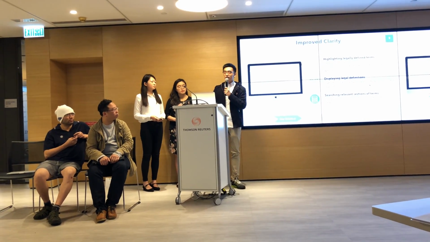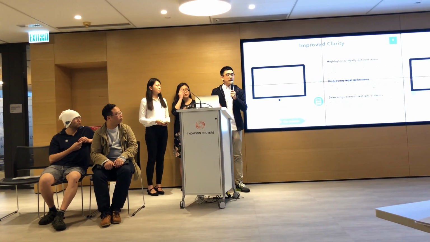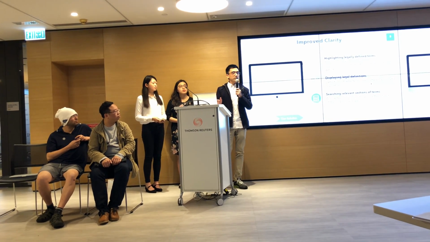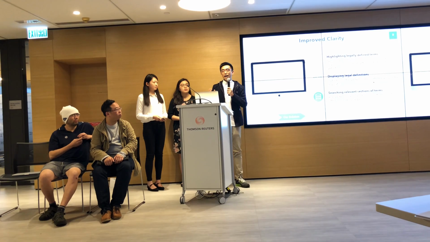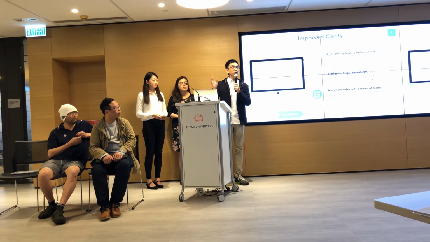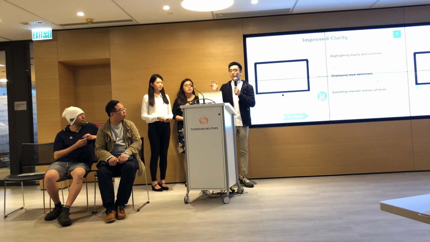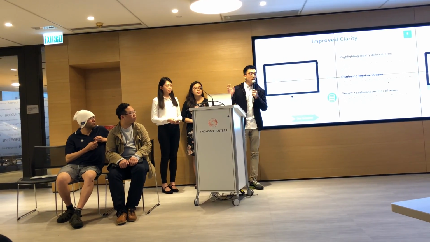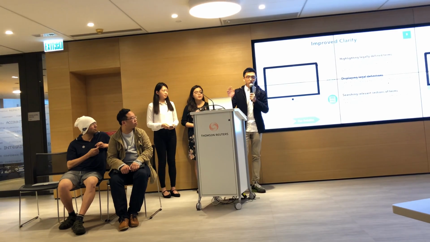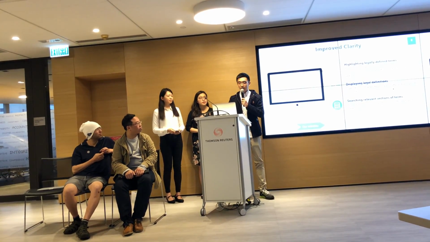First, we'll highlight the legally defined terms. As we all know, in an ordinance, a term may have a different meaning than its dictionary meaning. And we will display the legal definitions of those highlighted terms, and also search the relevant sections of the terms, as those terms may appear multiple times in the ordinance. It's a hassle to go through all of them. So I'll now show a demo.